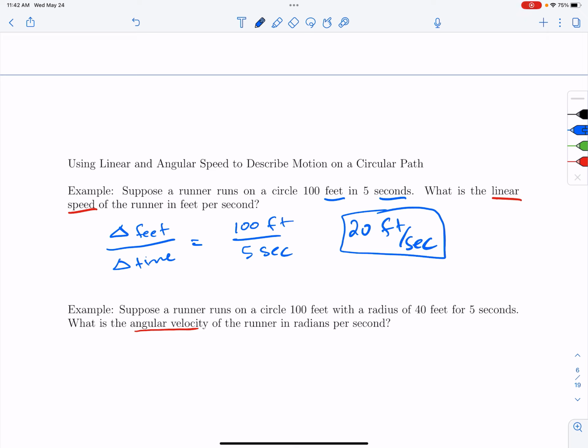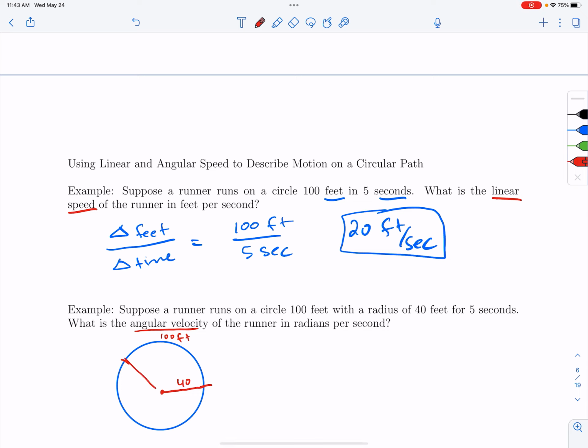Now, what this is asking us to do is, we have a circle. Imagine that that's a circle. Actually, let me see if I can do a better job. There we go. So we have a circle, and the runner runs 100 feet. Let's say they start here, and maybe they end up over here. So that is 100 feet. And then it says the radius is 40 feet. And this is over 5 seconds.